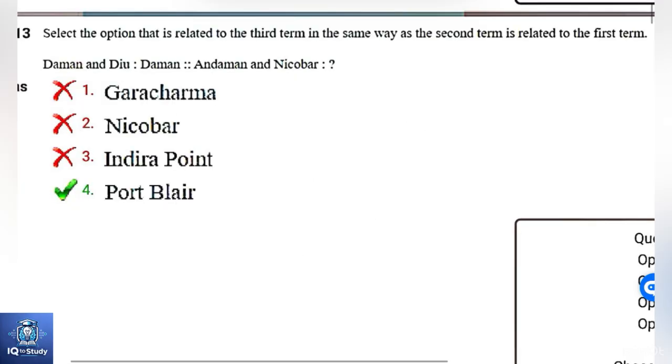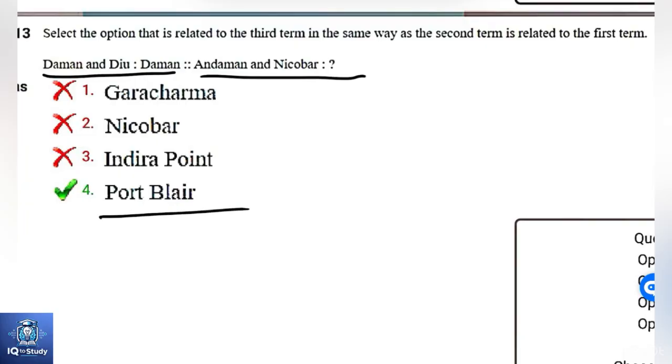Daman and Diu is related to Daman. Similarly, Andaman and Nicobar is related to Port Blair. Both are capital cities.